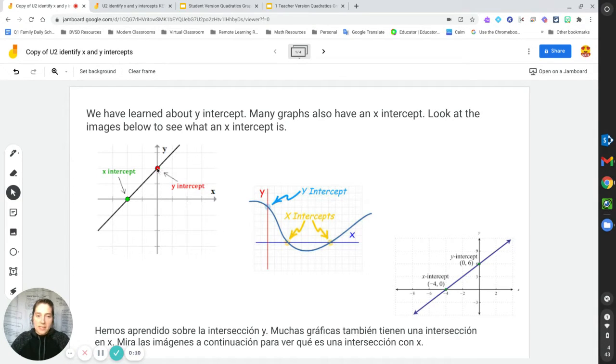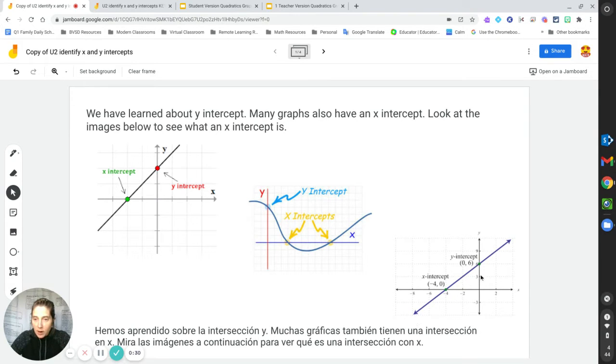So we learned previously that a y-intercept is where a graph would cross the y-axis, which is the vertical axis right here. And an x-intercept is similar. It is just where a graph would cross the x-axis. And you can see this curved line has two x-intercepts and one y-intercept.